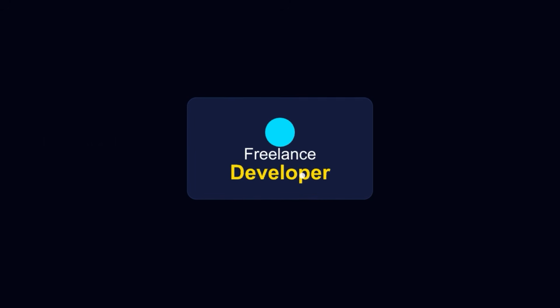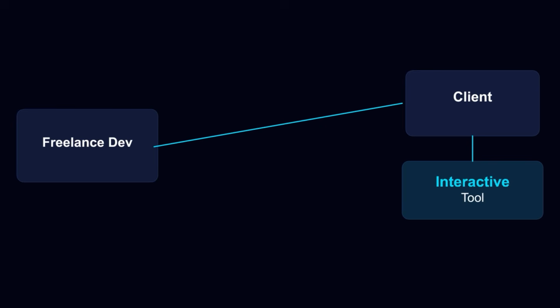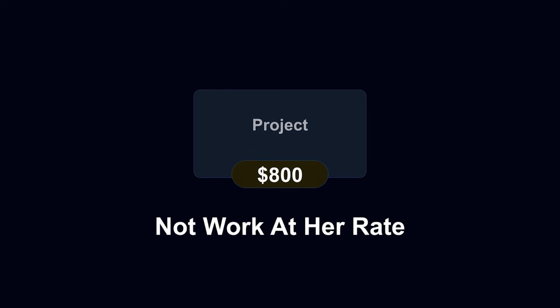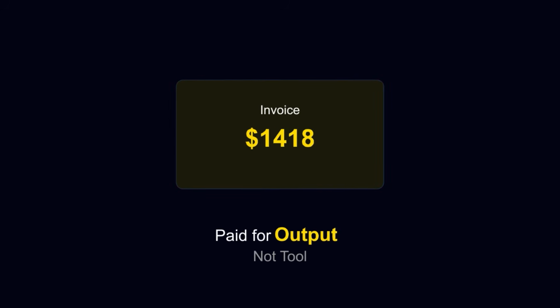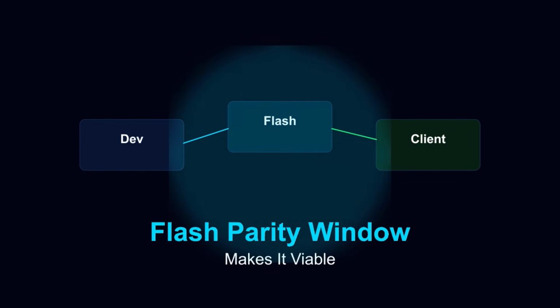Here is where it gets concrete. Picture a freelance developer who picks up a client needing a custom interactive product tool. A few months back, that project required heavy manual correction after AI drafting, or she simply had to pass. The turnaround did not work at her rate. Let me back up for a second. The real shift here is not just about the tool, it is about what the tool makes financially viable. With Gemini 3 Flash handling the interactive logic, she delivers a working prototype in 2 focused sessions. The client is satisfied. She invoices at a rate that reflects the output quality, not the tool cost. That is the Flash Parity Window doing exactly what it is supposed to do.